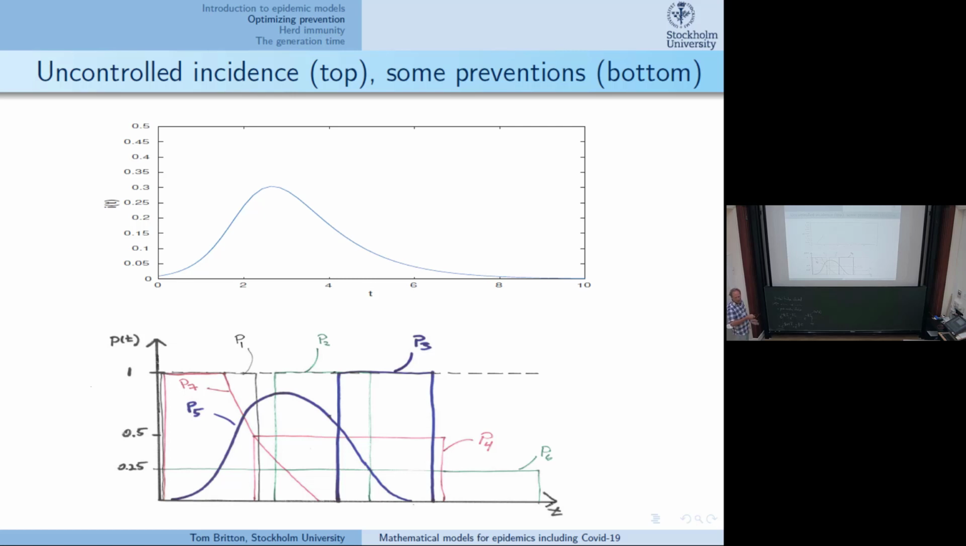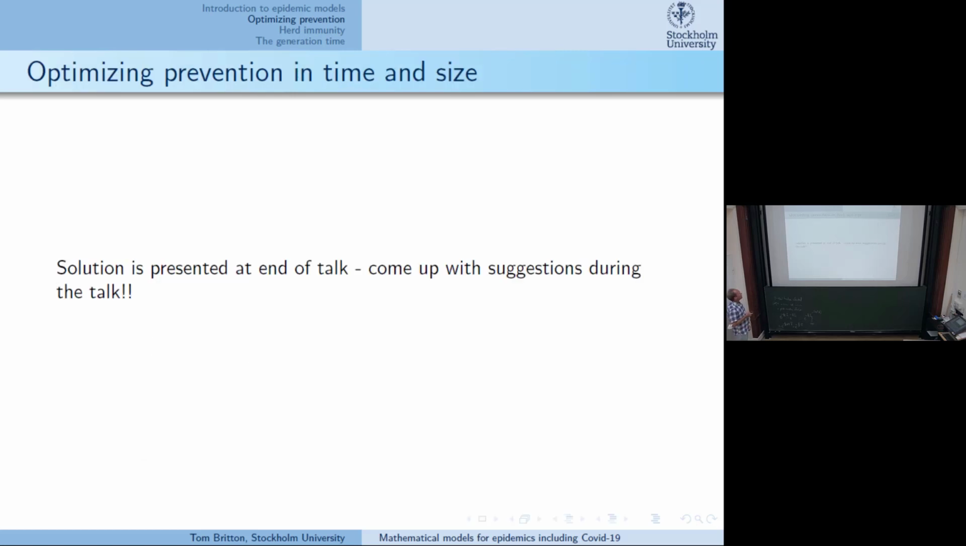You can make up many other strategies. You can have a 2-week lockdown here and another 2-week lockdown here. So there's a huge class of lockdowns that you have to consider optimizing over. So the question is, which is the best of these strategies? And I will tell you the solution at the end of the talk. But if you get bored by the other topics, you can think of what you think is the best strategy.